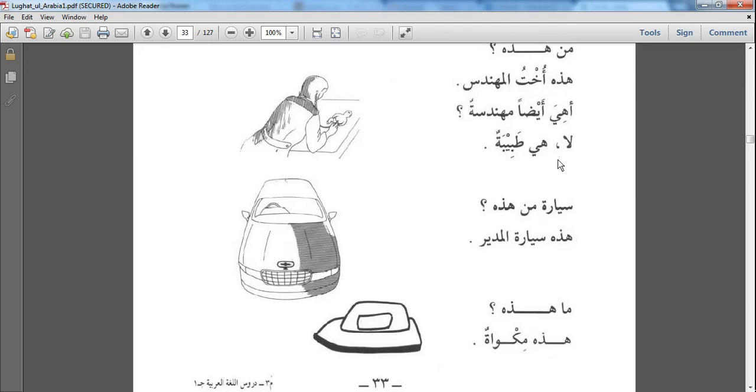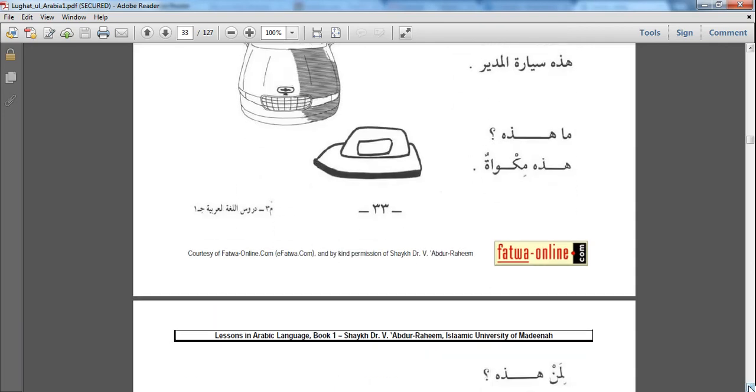She is a doctor. سيارة من هذه? Whose car is this? هذه سيارة المدير. This is the principal's car. ما هذه? What is this? هذه مكواة. So you saw that it has a ta marbuta at the end, so it indicates that it is feminine.